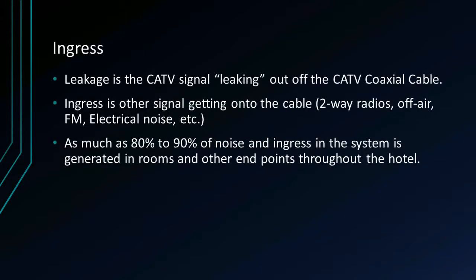Ingress. Leakage is the CATV signal leaking out of the coaxial cable. Ingress is the other signals getting onto the cable: two-way radios, off-air FM, electrical noise, etc. As much as 80% to 90% of noise and ingress in the system is generated in rooms and other endpoints throughout the hotel.